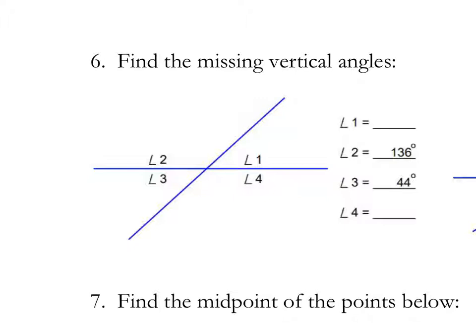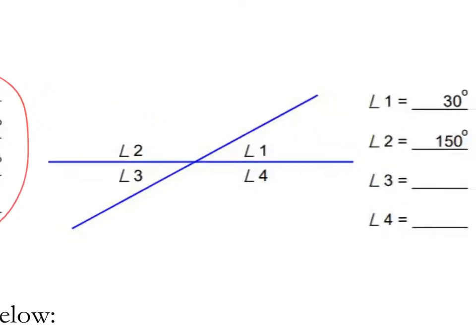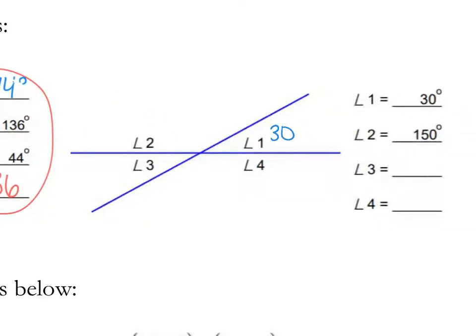Question 7 says to find the missing vertical angles, and I'm given some of them over here, so I'm going to fill in those. I have 136, and then angle 3 is 44. Remember, vertical angles are congruent, so when they form the V's opposite each other, they're congruent, so that means angle 4 is 136, and angle 1 is opposite angle 3, that is 44. Do the same thing over here. I know angle 1 is 30, so therefore angle 3 is 30. And then if angle 2 is 150, I know angle 4 is 150.